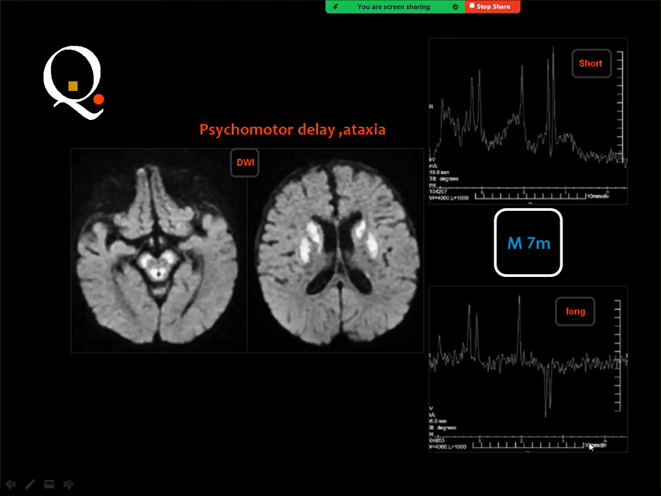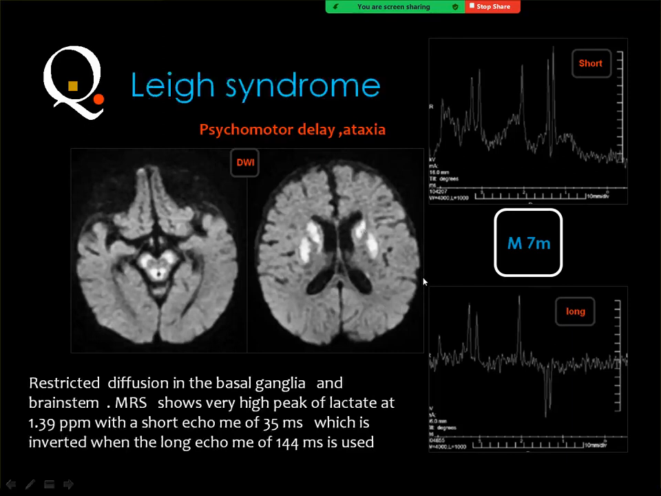This is the child, 7 months old, with psychomotor delay and ataxia. The diffusion weighted images show that there are areas of diffusion restriction in the very characteristic locations, like the midbrain, the periaqueductal area, and the basal ganglia.